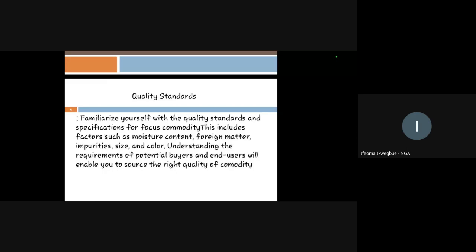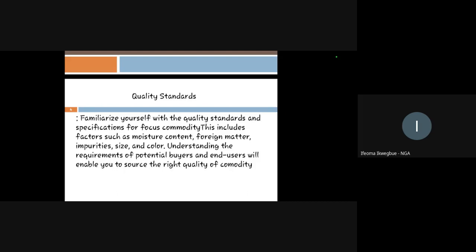Then foreign matters. We need to understand the demand of each of the organizations we are dealing with. Some organizations take 0% foreign matters, and some may take a little percentage of these foreign matters. So immediately we are going into commodity sourcing, we need to understand what the organization is doing in terms of their specifications: the moisture content, foreign matters, impurities, size, and color.